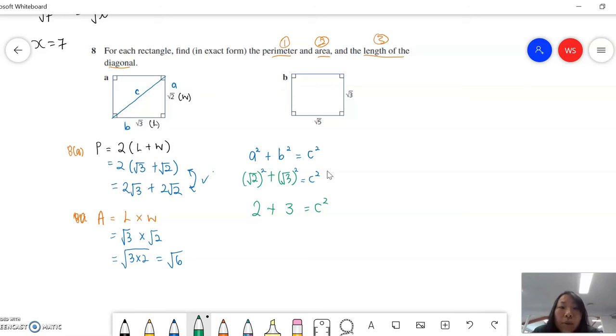For the purposes of having your unknowns on your left side, let me just swap that around. So c squared equals 2 plus 3. Simplifying that, c squared equals 5. Lastly, they've only asked you to find the length of the diagonal, and that's only c that we need. In order to remove that square on the left side, we will square root both sides, and that will be square root of 5 for our diagonal. So this will be your final answer for the length of the diagonal.